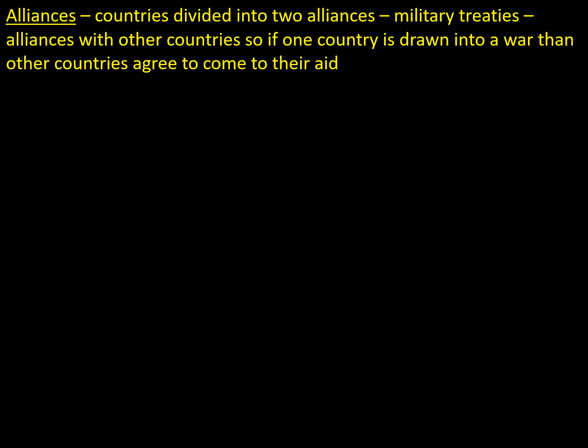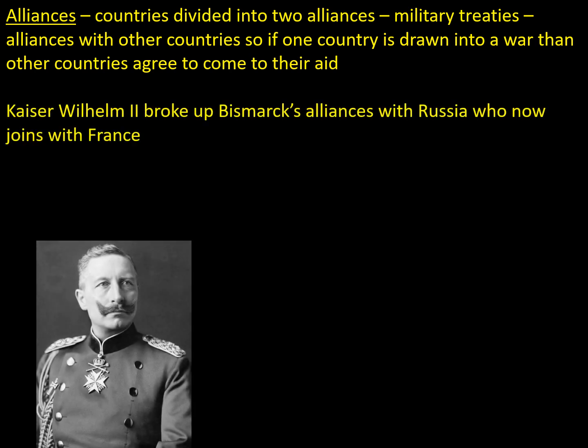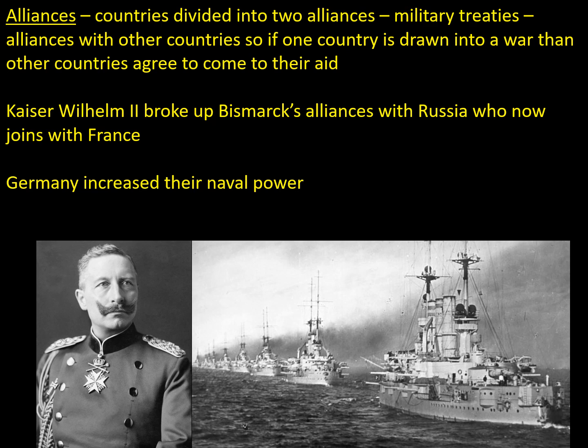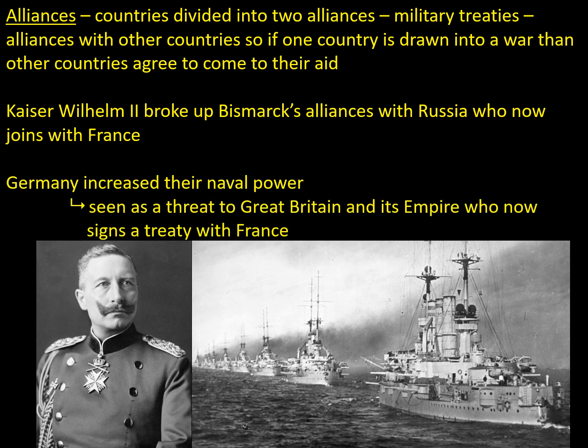The second cause was alliances. Countries divided into 2 groups of alliances. Military treaties were signed, so if one country is drawn into a war, then other countries agree to come to their aid. Now, Kaiser Wilhelm II broke up Bismarck's alliances with Russia, who now joins with France. Germany increased their naval power, which was seen as a threat to Great Britain and its empire, who now signs a treaty with France.